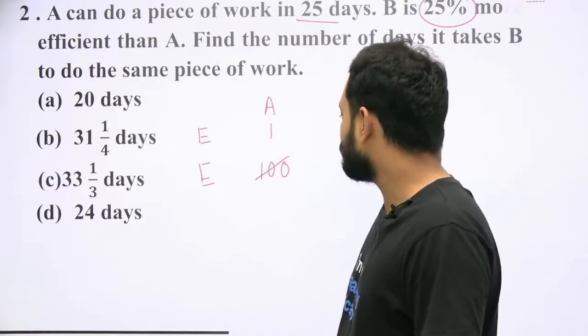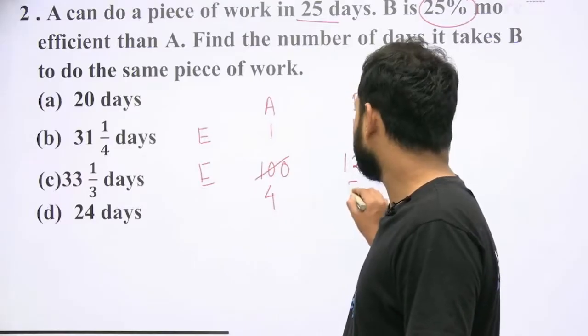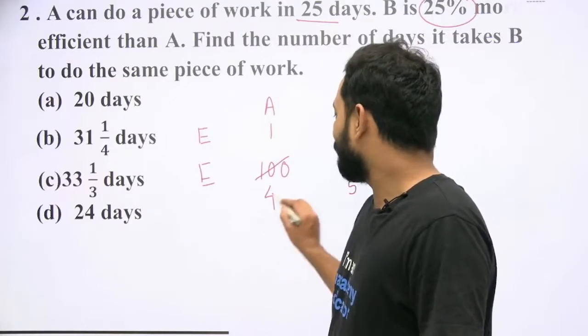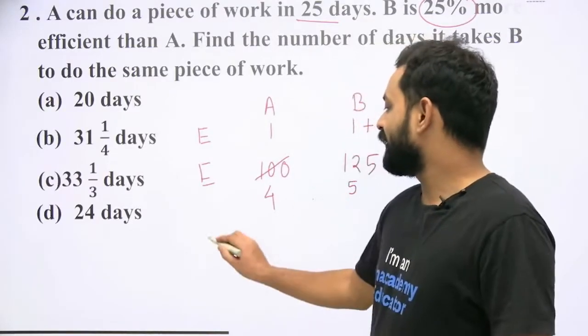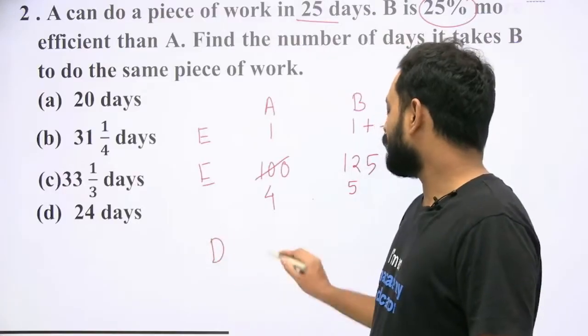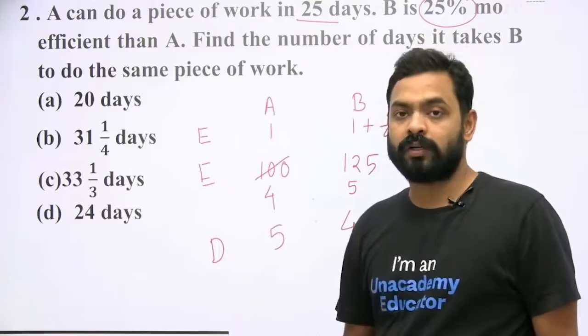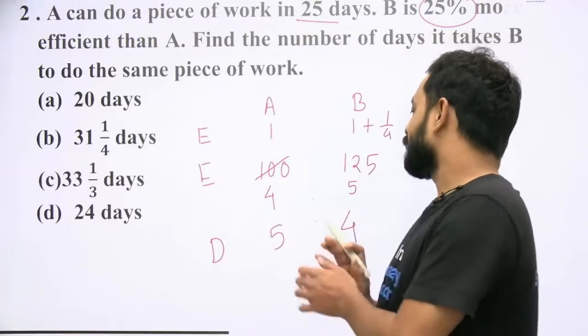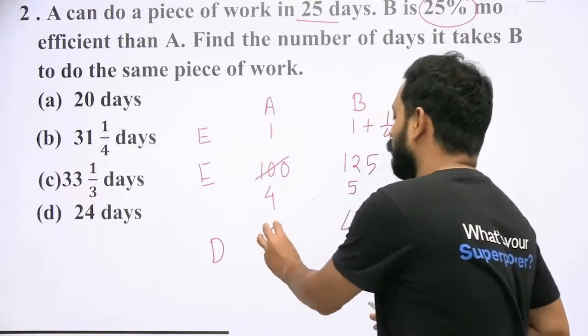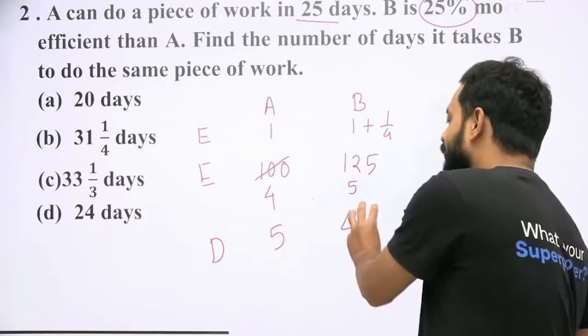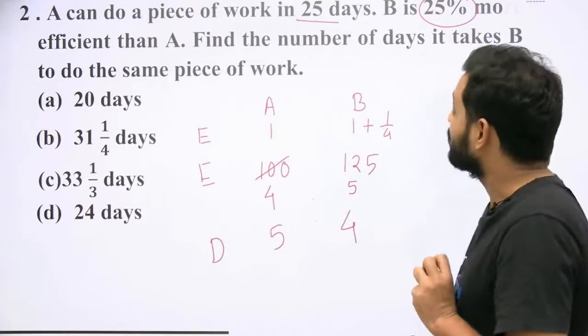So what is the ratio of efficiency? That is 4:5. So the efficiency ratio is 4:5. Then the days ratio will be what? 5:4. The days ratio will be 5:4. That means if A took 5 units of days, then B will take 4 units of days.